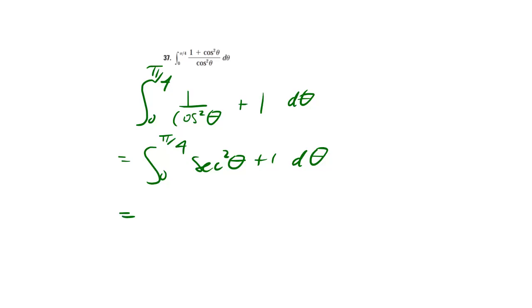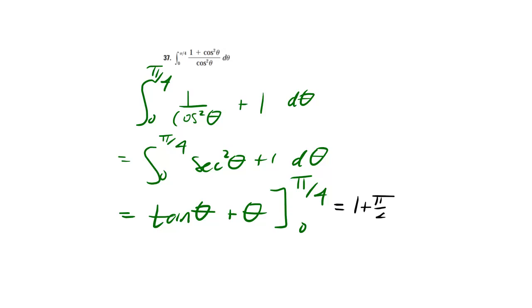And for secant squared, that goes to tangent theta. I have that in my table. Plus theta. I'm using theta here instead of x. And we're going to evaluate that at 0 and pi fourths. All right, so when I plug in the pi fourths, tangent of pi fourths is 1. Theta is just pi fourths. And I subtract off zeros.